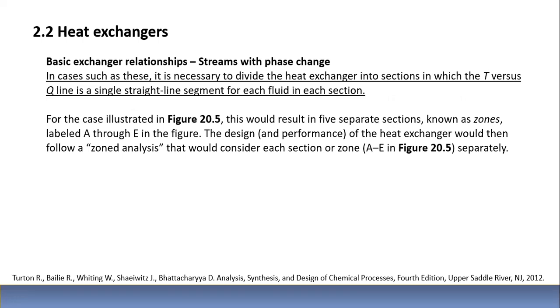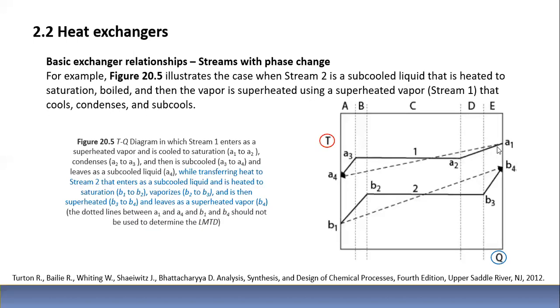In cases such as this, that is when we have a superheated steam coming to saturated steam, to saturated liquid, to subcooled liquid, in situations like this, it is necessary to divide the exchanger into sections in which the T versus Q line is a single straight line segment for each fluid in each section. So you see here, it could be taken from here to here as a single straight line, from here to here as a single straight line, and from here to here as a single straight line, instead of this temperature difference along the dotted lines.